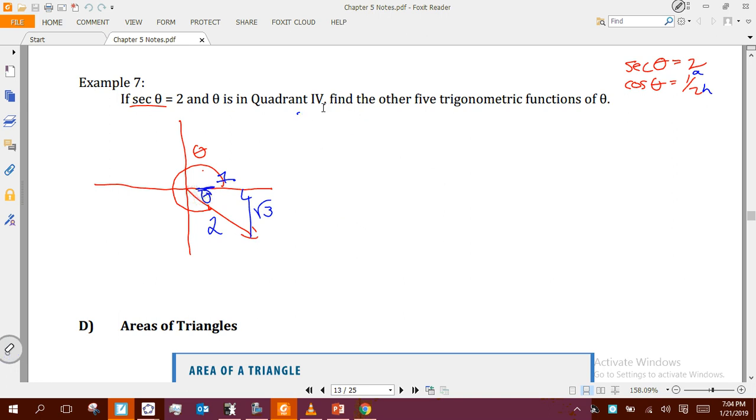So that radical 3, it's a negative y value. It's going down. We're in the fourth quadrant. So that point right there would have an x value of 1 and a y value of negative radical 3. So I'm going to ask for the other 5 trig functions. Well, sine of theta, cosine of theta, I already got secant, cosecant of theta, tangent of theta, and cotangent of theta are the things that we're looking for here.